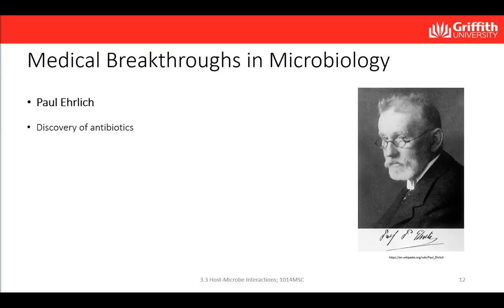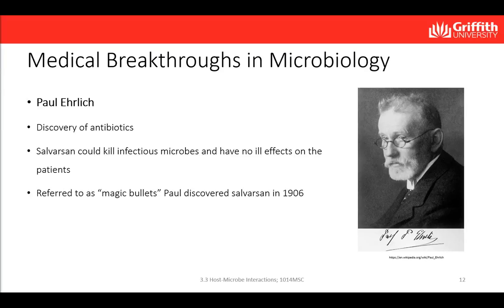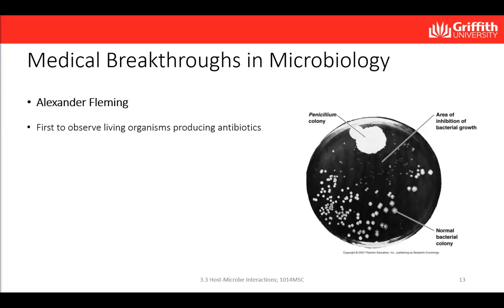Paul Ehrlich was the first to discover antibiotics. He discovered a compound called salvarsan, which acted to kill microbes, and was referred to as the magic bullet in 1906. He was able to demonstrate that salvarsan killed the bacterium that caused syphilis without any side effects to the patients.